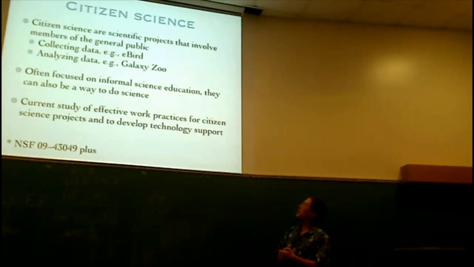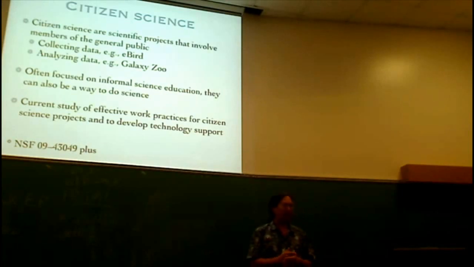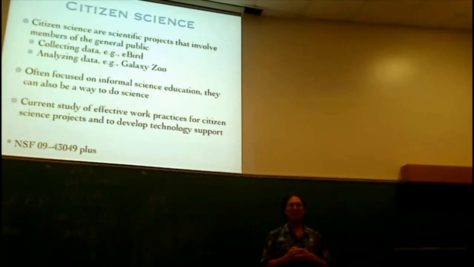So what is citizen science? Citizen science are scientific projects that involve members of the general public, and they basically fall into 2 broad categories: those that collect data, things like eBird; and those that analyze data, things like Galaxy Zoo. Actually, there are other ones as well. There's a project called Clean Up Chesapeake Bay, which might be locally of interest, which again is citizen science, but much more action-oriented.